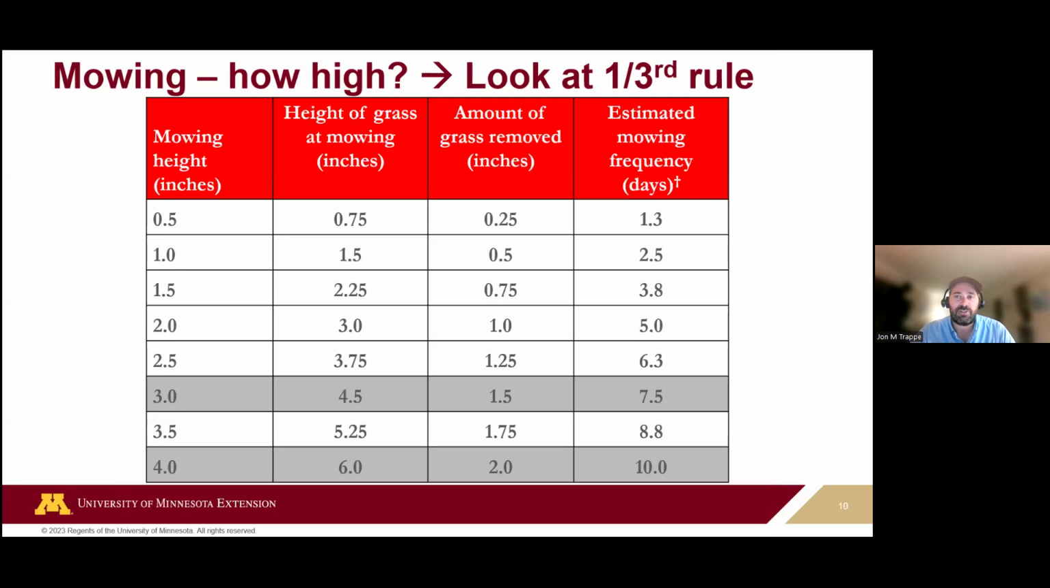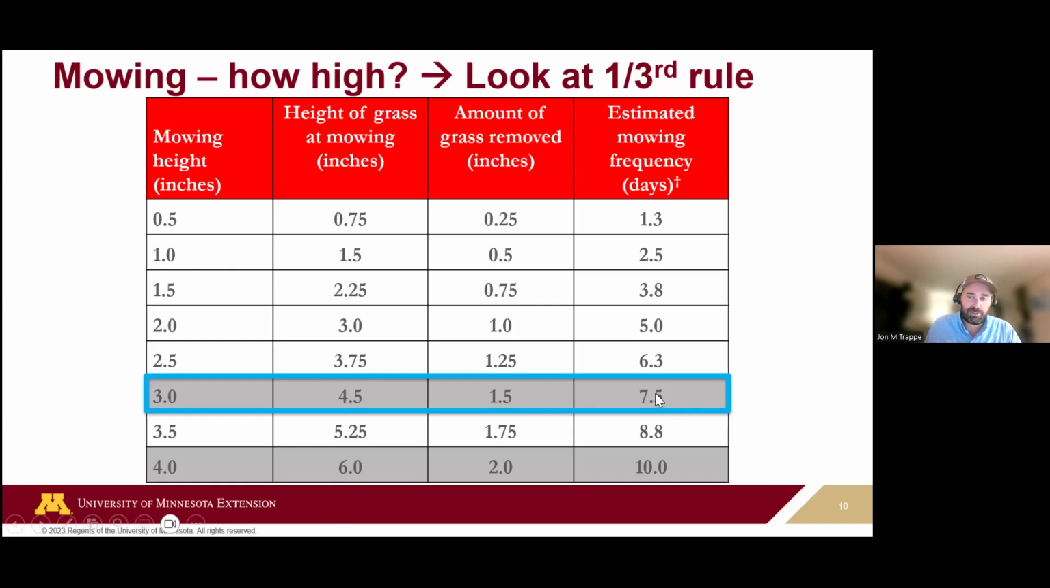And we know that this 1/3 rule really plays into how much of a stress mowing actually is on your lawn. And we also know that, based on the 1/3 rule, if you simply raise your mowing height, it effectively means you have to mow less often than if you had a shorter mowing height. So take a look, for example, at if you were to regularly mow your lawn at 3 inches, if you follow the 1/3 rule, you would mow it when it gets up to about 4.5 inches tall.